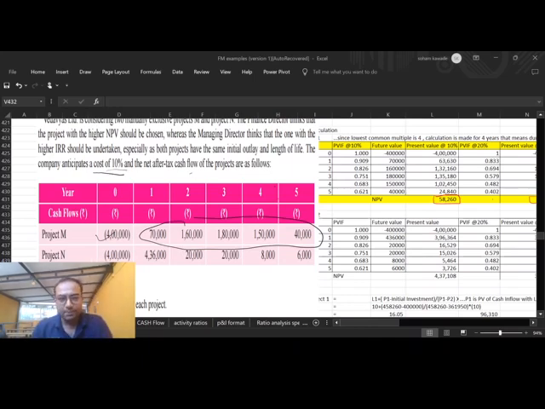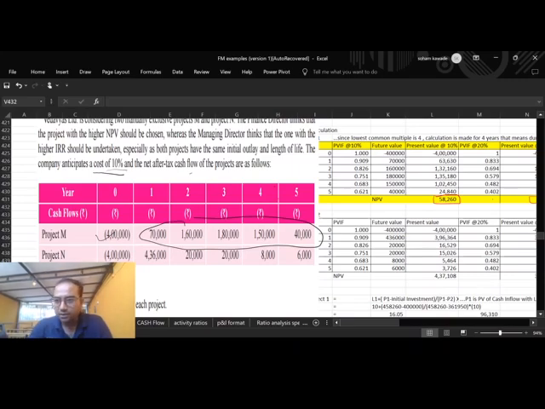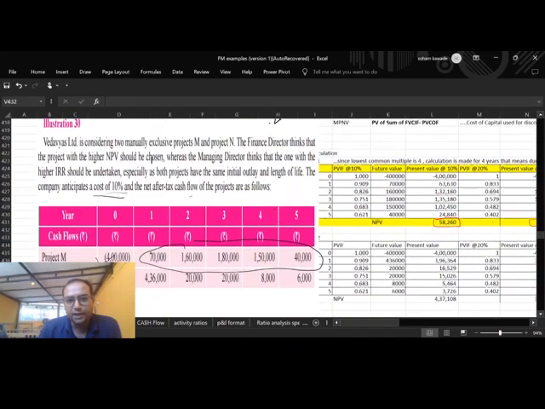So let us take one example. So here, this Vedavyas Limited is considering two projects, M and N, and the finance director thinks that the project with higher NPV should be selected, whereas the managing director thinks that the one with higher IRR should be selected. Both projects have same life, same cash outflows, 4 lakh, 4 lakh, and their cash inflows are given here. So for this example, we will consider project M only to understand the concept of internal rate of return. I have already calculated the NPV of this project at 10% discounting rate and 20% discounting rate so that the calculations are easy.